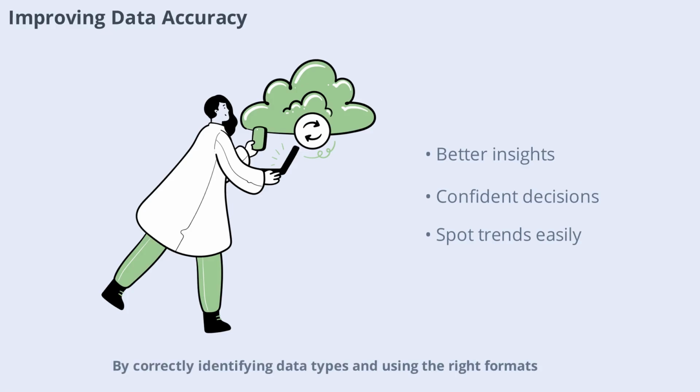Accurate data is the foundation of good analysis. By correctly identifying data types and using the right formats, you improve the quality of your data. This leads to better insights and more confident decision-making. Clean, well-structured data makes it easier to spot trends, identify outliers, and draw meaningful conclusions.